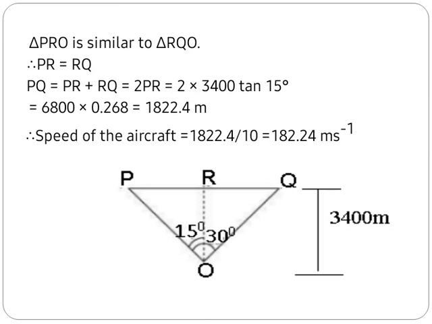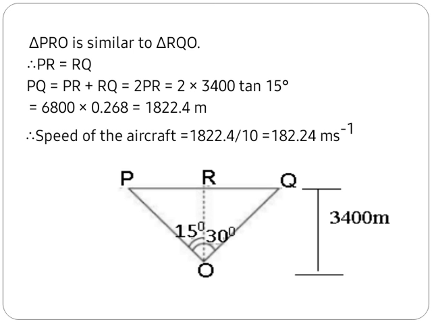Since the triangle PRO is similar to the triangle RQO, PR is equal to RQ, then PQ is equal to PR plus RQ, which is equal to 2PR, which is equal to 2 into 3400 into tan 15 degree, which is equal to 6800 into 0.268, which is equal to 1822.4 meter, which is the distance traveled by the aircraft in the time t equal to 10 seconds.